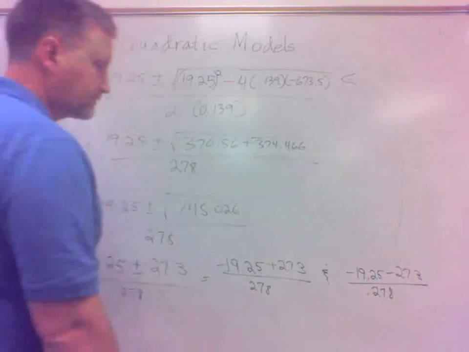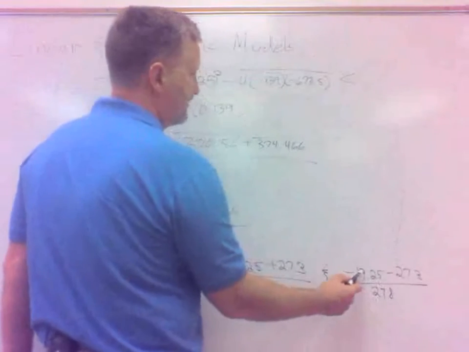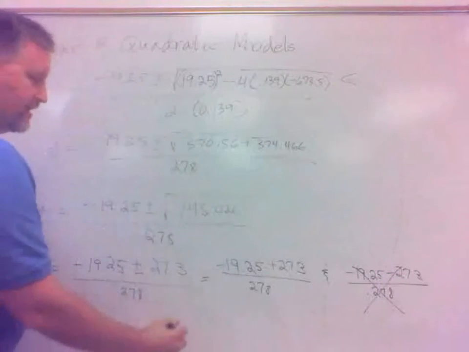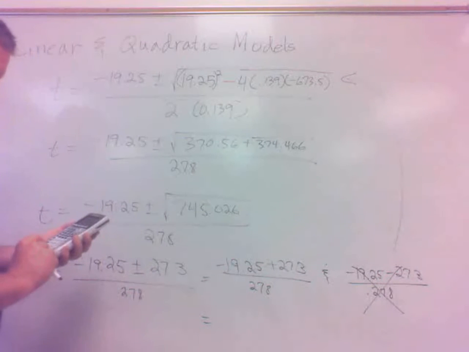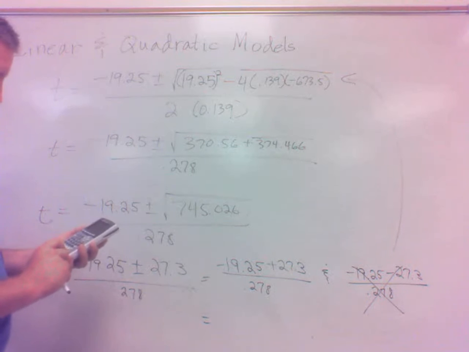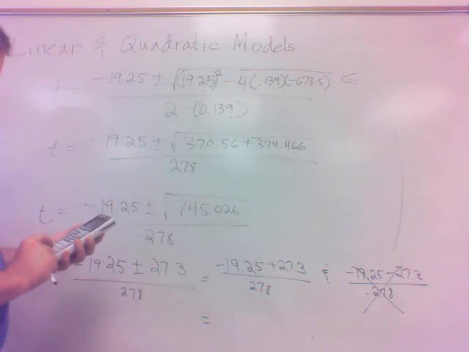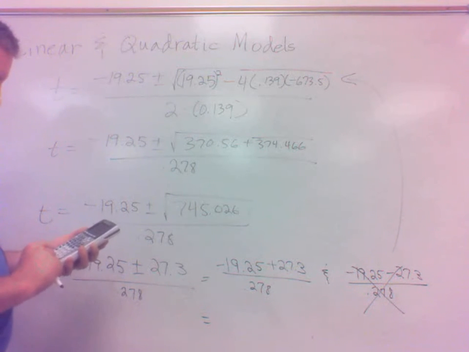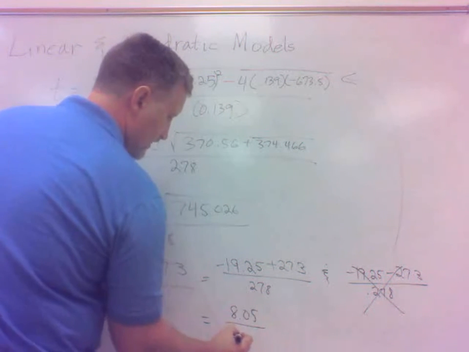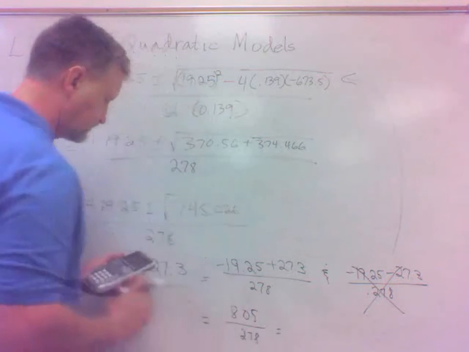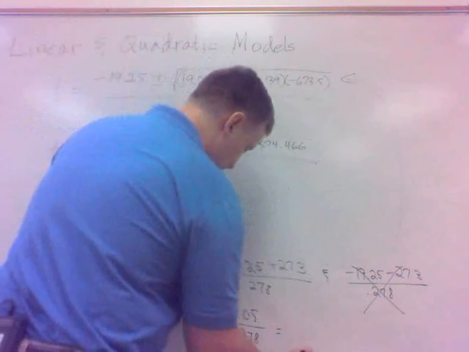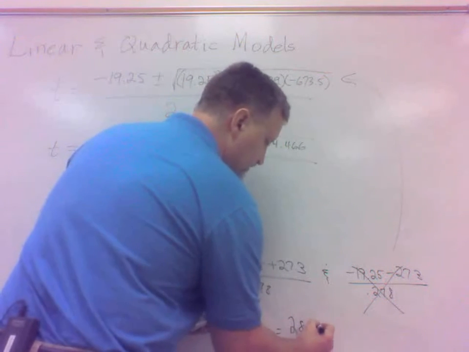Well, these give me the answers. Now, the only problem with this is this gives me a negative answer, and I don't want a negative answer, so I'm just going to take that one out. Here's the answer. Negative 19.25 plus 27.3 is 8.05. Then divide that by 0.278, and that'll give me 28.95, which is close enough there.